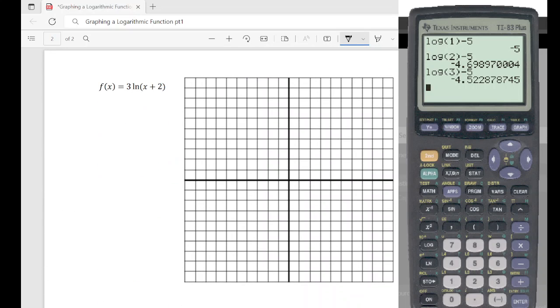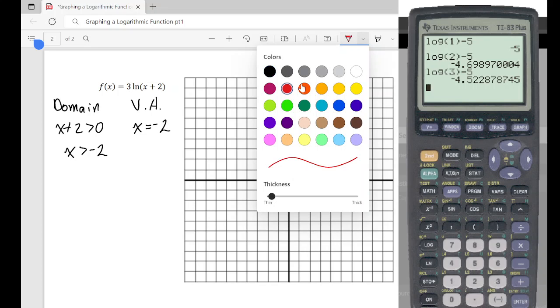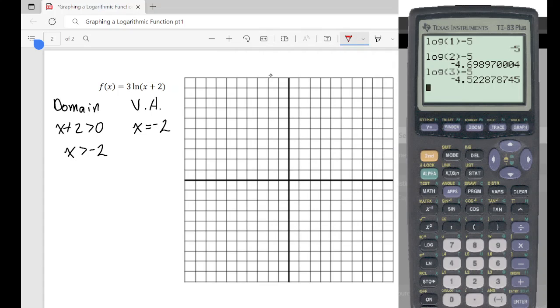So let's look at this next one. f of x equals 3 ln of x plus 2. So I'm going to find my domain. The domain is going to be x plus 2 greater than 0. We solve, and we get x is greater than negative 2. So there's my domain, which means that this will give us our vertical asymptote at x equals negative 2. So I'm going to graph that at negative 2, right here, dotted red line, just to show that's where it is.